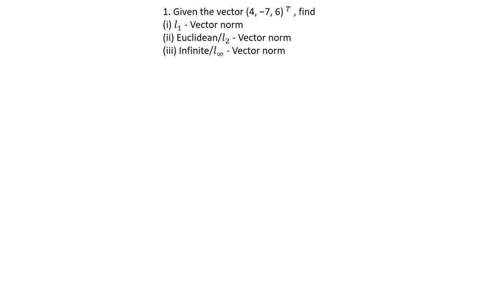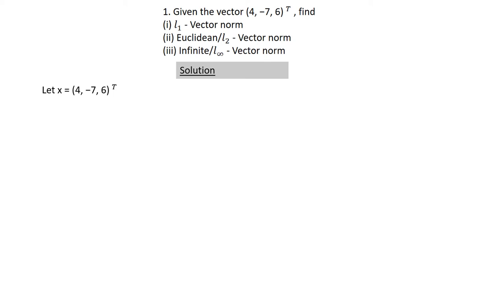Given the vector 4, negative 7, 6 transpose, find I, L1 vector norm, II, Euclidean or L2 vector norm, III, infinite or L infinity vector norm. Let S equals 4, negative 7, 6 transpose.